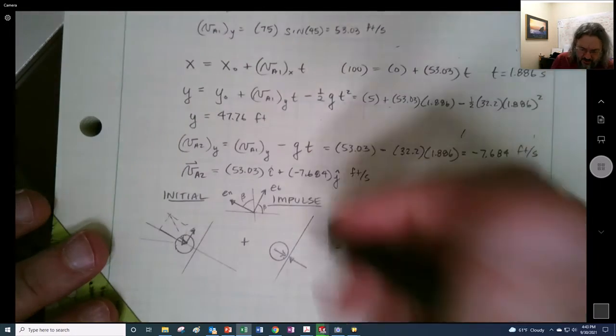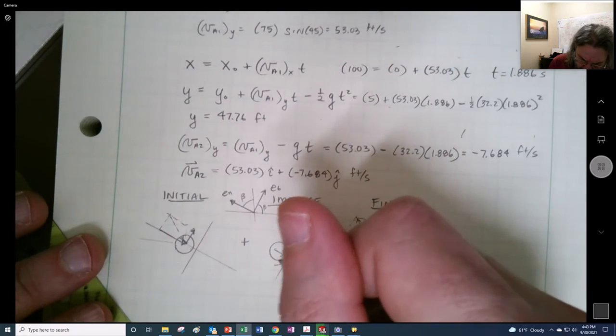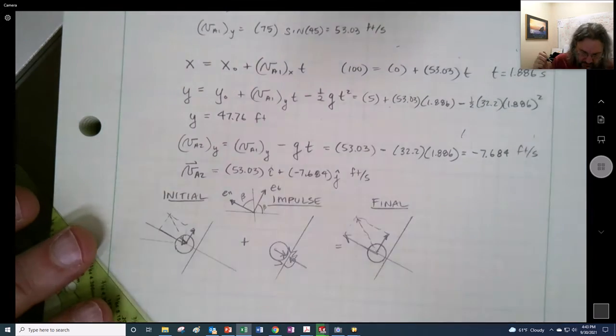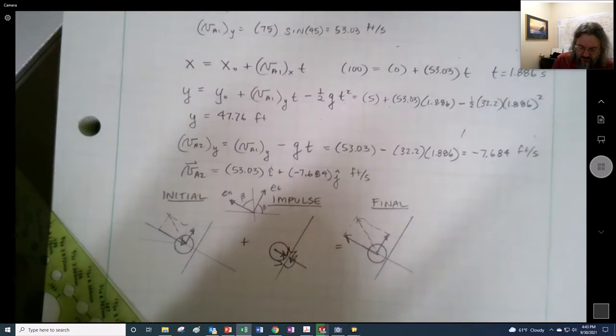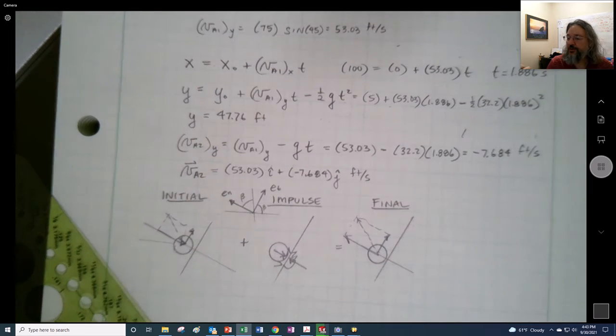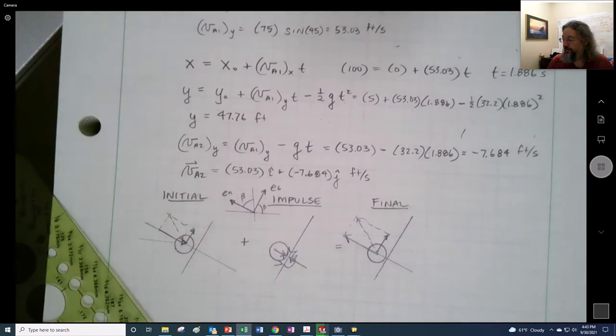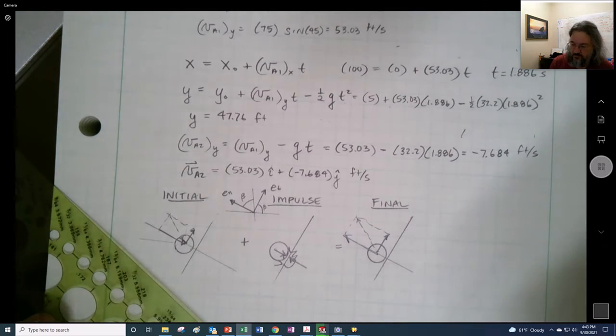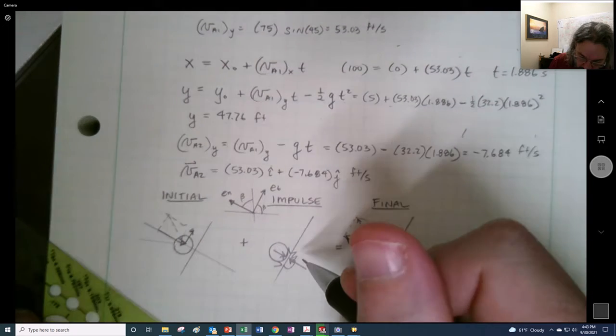So maybe I should label these. Here's the explosion part of it. I'm going to have to switch pencils. I think I'm out of lead. Yeah, that's not good. I think I have another one of these though. Yeah, okay. There you go.